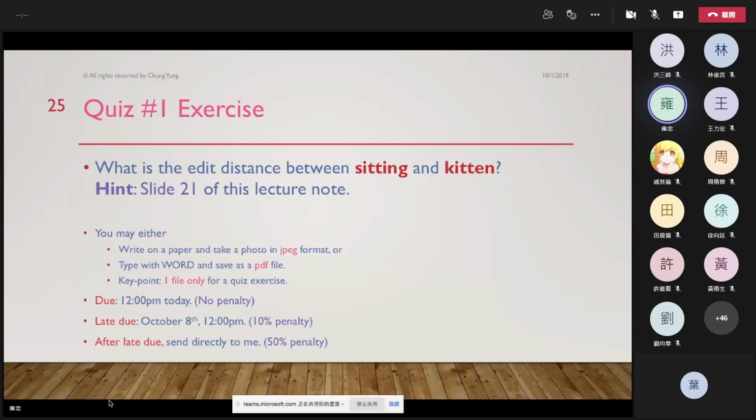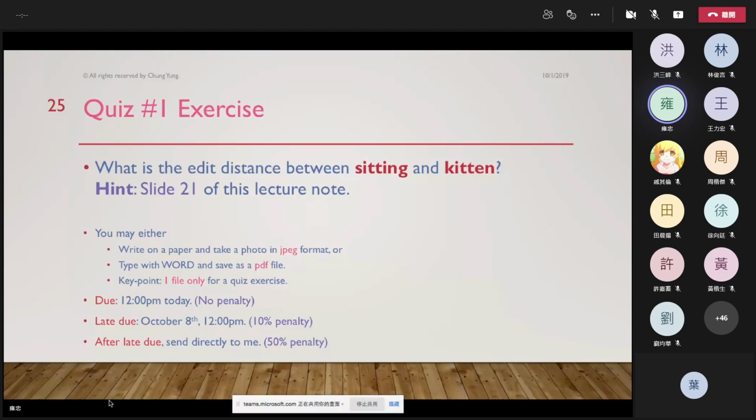So the quiz number 1 exercise. What is the edit distance between sitting and kitten? You may refer to slide 21 of this lecture notes.